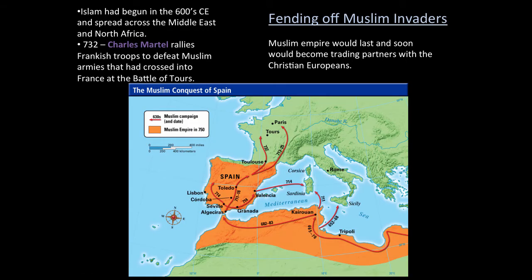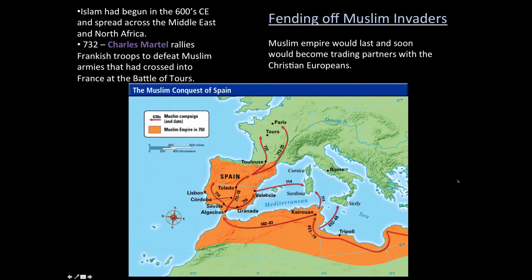Another thing we have to look at is the advancement of Muslims at this time. In the 600s, Islam is founded in Saudi Arabia in the Middle East and begins to spread across North Africa and the Middle East. It's going to make its way through the Iberian Peninsula, modern-day Spain, and begin pushing up into central Western Europe. With this spread and the conquering of this large Muslim empire, it threatens many of the Germanic tribes. And so in 732, Charles Martel, who's a Frankish statesman and military leader, is able to rally Frankish troops and defeat this advancing Muslim empire at the Battle of Tours.